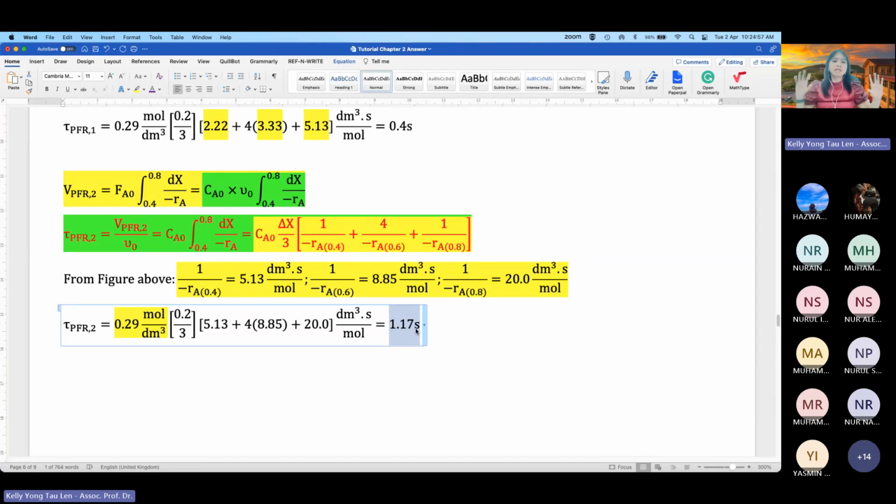So you see, when I have two PFR in series, the space-time also will be two separate space-times. Because you have learned that even the volume will be different. Therefore, the space-time will also be different.